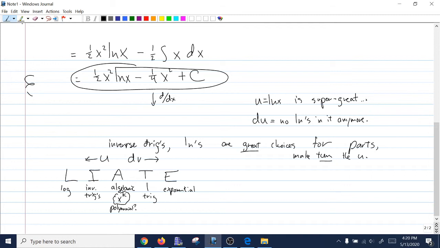Let's try. Okay, let's try a fun one. God, I love this problem. We're gonna integrate e to the 2x cosine 3x.